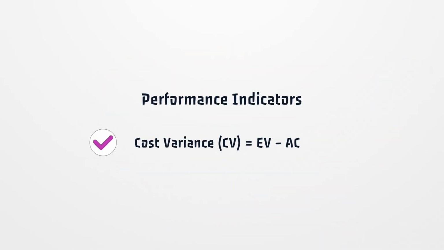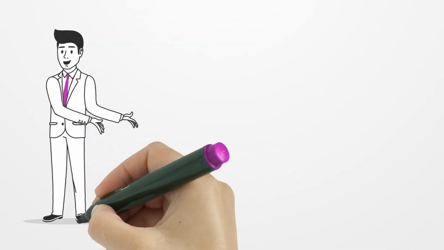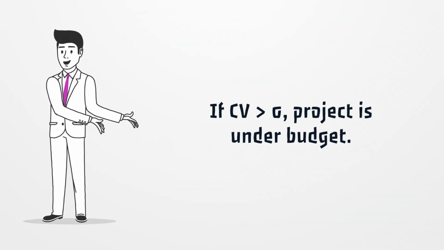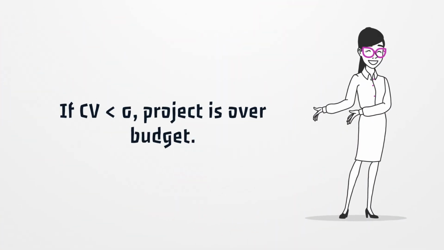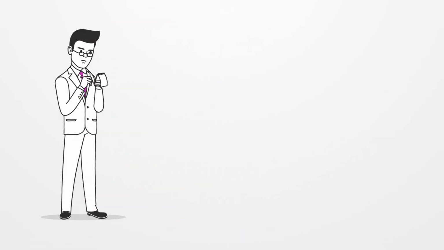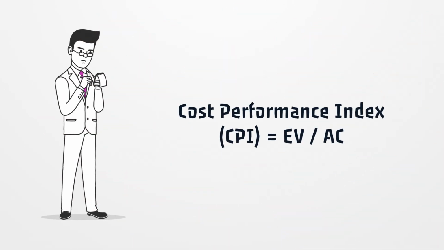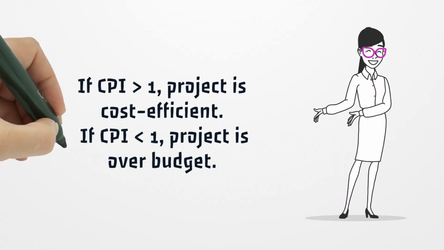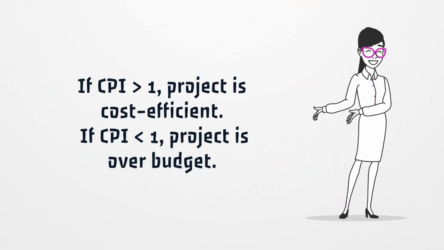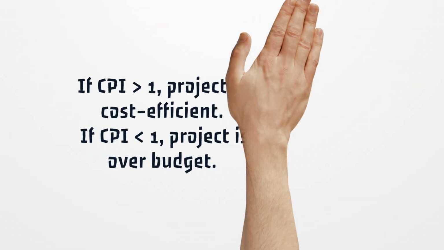Performance indicators. Cost variance, CV, equals EV minus AC. If CV is greater than 0, project is under budget. If CV is less than 0, project is over budget. Cost Performance Index, CPI, equals EV divided by AC. If CPI is greater than 1, project is cost efficient. If CPI is less than 1, project is over budget.